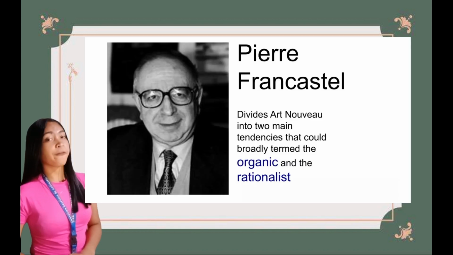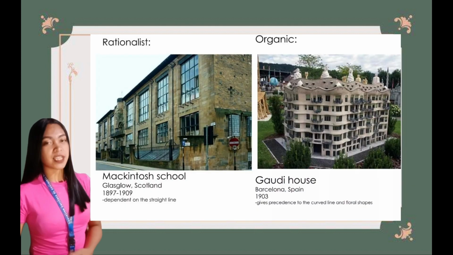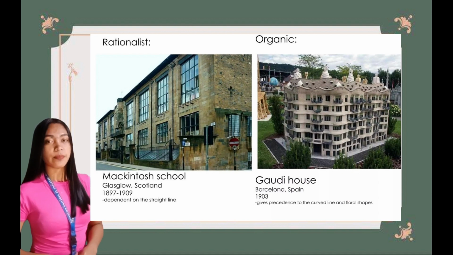First on the list is a French art historian, Pierre Francastel, who divides Art Nouveau into two main tendencies that could be broadly termed the organic and the rationalist. As we can see here in these images, the examples of the rationalist and organic tendency. A good example for the rationalist is the Mackintosh School in Glasgow, Scotland, which is dependent on the straight line, and an example of the organic tendency is the Casa Batlló by Gaudí in Barcelona, Spain, which gives precedence to the curved line and floral shapes.